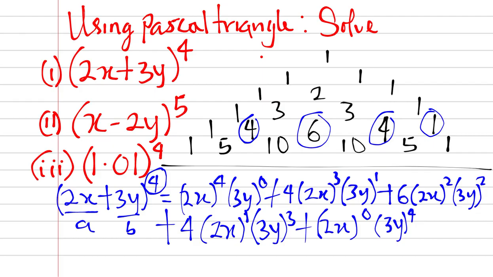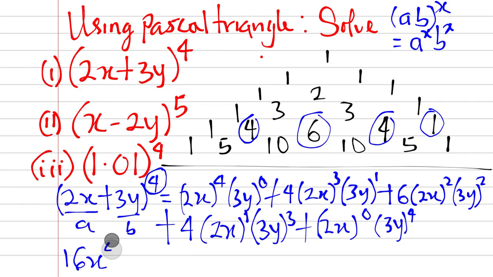So now 2x raised to power 4, you will apply the law of indices, which says that if I have ab raised to power x, it will become a raised to power x times b raised to power x. Are you seeing that? And this law works for letter and number, and that's what you have here. So this will be 2 raised to power 4 times x raised to power 4. 2 raised to power 4 is 2 times 2 times 2 times 2, and that will give you 16 x raised to power 4. Are you seeing that now? Because 3y raised to power 0 is 1, so multiply by 1.